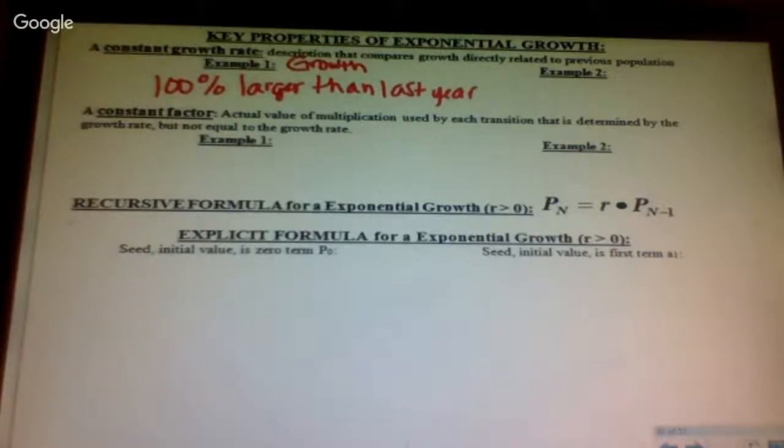Okay, example 2, decay. So something like 10% less. Again, this is a percentage. This isn't actually your R value. So your constant factor is your R value. So 100% larger than last year. What does that look like as a number? Not a percentage.